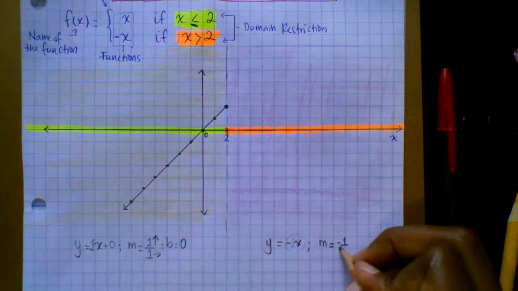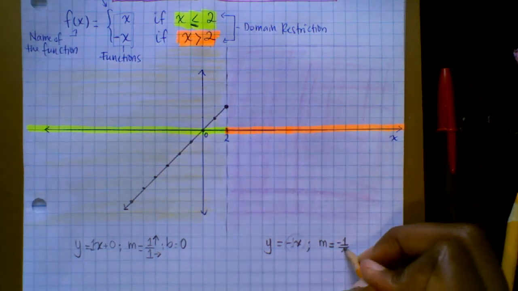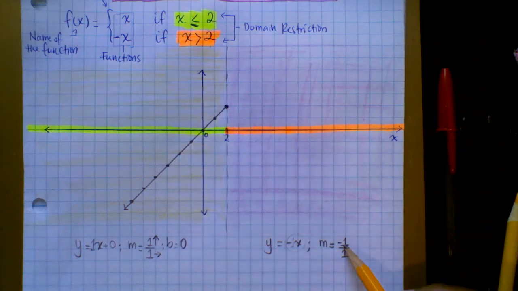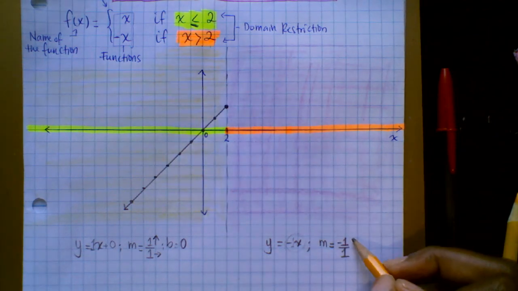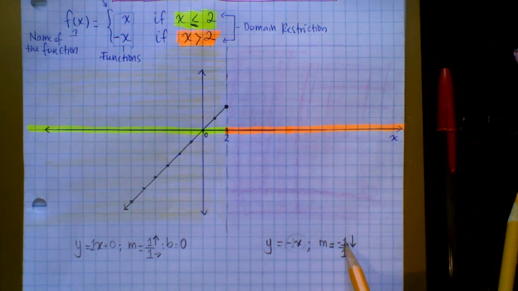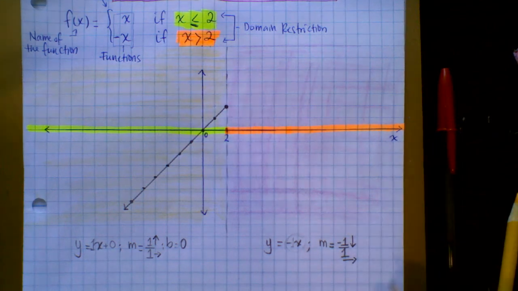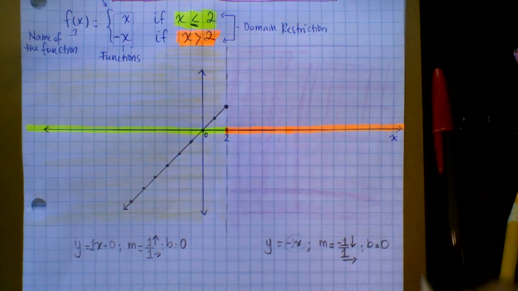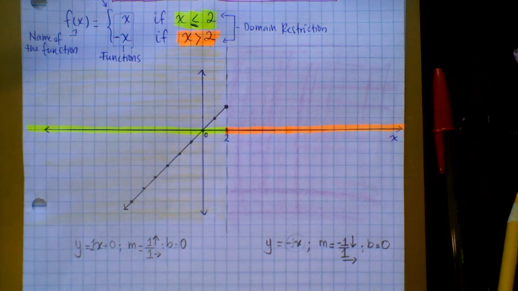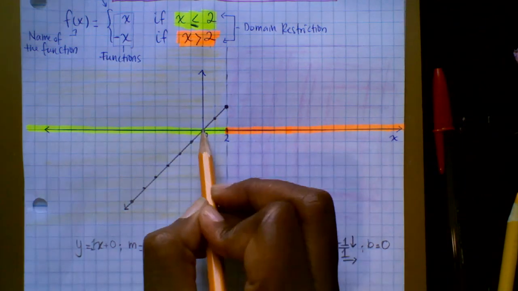So how do we turn negative 1 into a fraction? You draw a line and you write 1 under. So because the 1 on top is negative, the rise goes down. The rise is negative, so you go down 1 unit. And the run is positive 1, so you're going to move to the right 1 unit. And where are you going to start? At the y-intercept. And the number added to negative x is 0. So you're going to start at the y-intercept, which is 0. So let me place my dot right there.